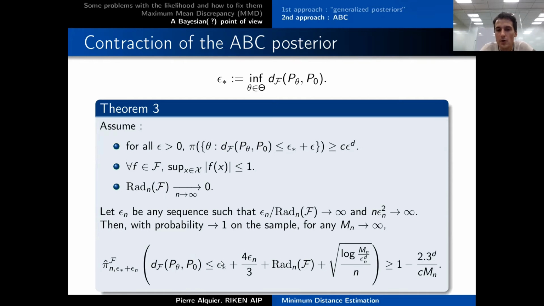In the end, you obtain that your parameter theta will either contract to the truth, if the truth is in the model, with a rate essentially 1/√n up to a few log terms, or, if the truth is not in the model, you will stay in a radius corresponding to the distance of the truth to the model, the best approximation. So essentially you recover, as can be expected, the good properties of the frequentist approach.